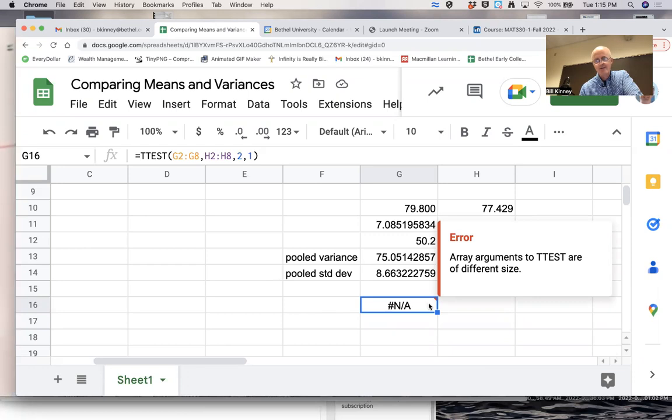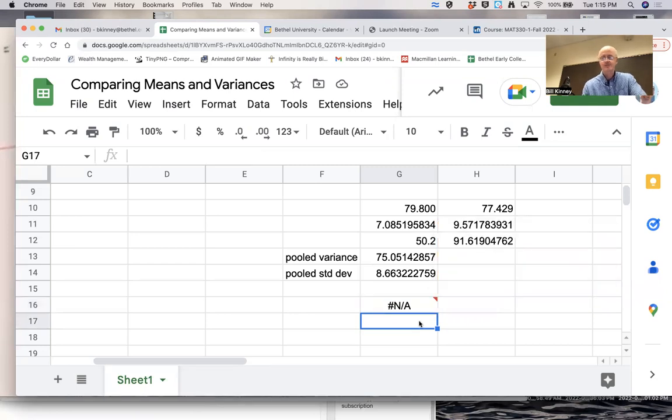Oh, it doesn't like the fact that I'm using different sample sizes. Oh, you're kidding. Array arguments to t-test are different size. That's not so nice. So it seems like the spreadsheet can only do this when the sample sizes are the same, which is not so much fun. It's more fun when they're different, right?